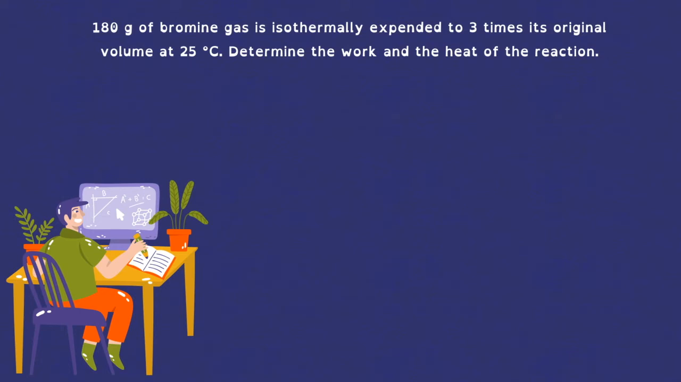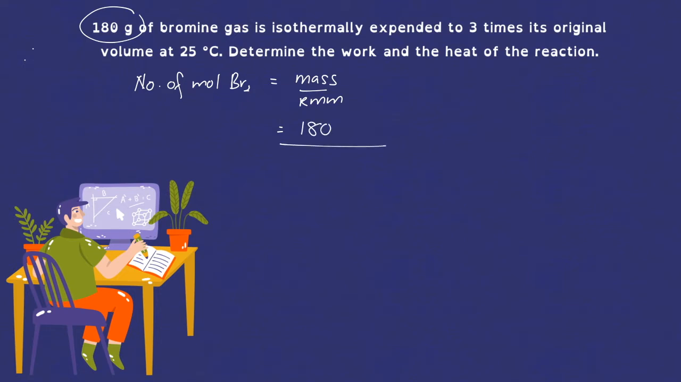The first thing that you need to do in order for you to answer this question is look at the information given. You were given the mass of the bromine gas. So from the mass, you need to be able to calculate the number of mole. So the number of mole for bromine gas is equivalent to mass over RMM. Given in the question, the mass is 180 gram. So the RMM for bromine gas is 79.904, and because it's a bromine gas, you need to times 2.